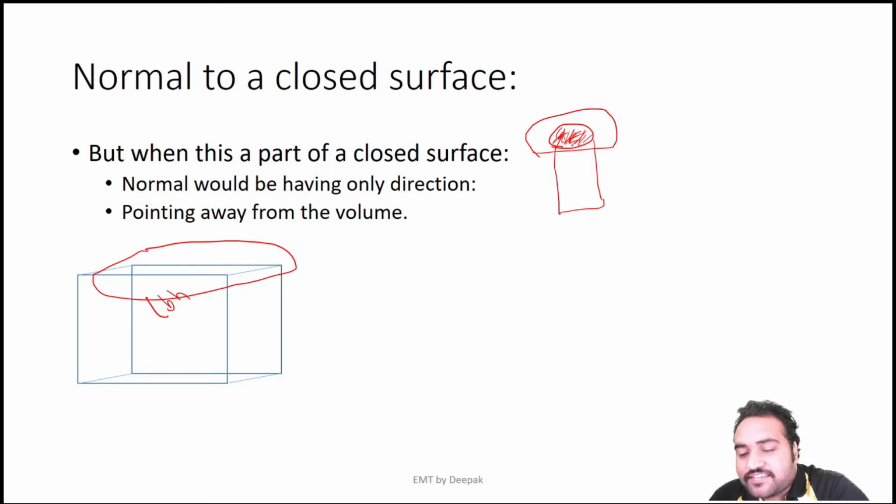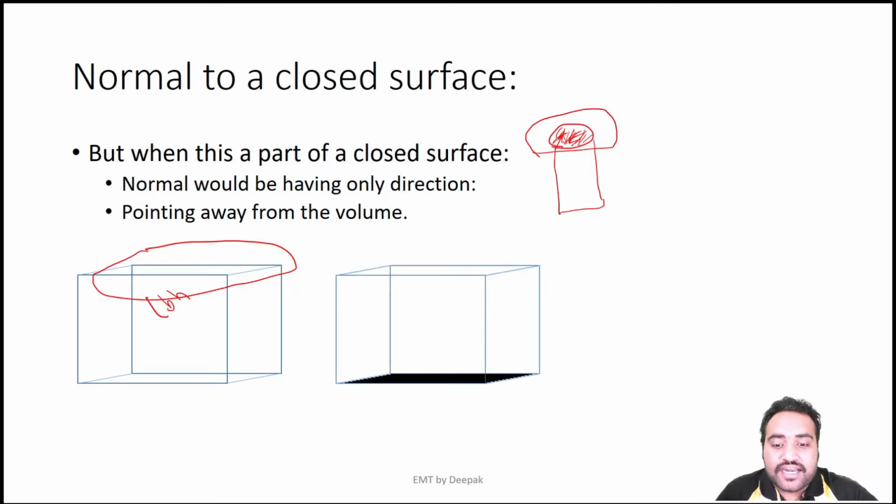Now, let us consider the same surface which we have seen earlier. This is pretty much similar. The only difference between the earlier scenario and the current scenario is that now this surface here is part of a closed surface. In such a case, you cannot answer that this also has the possibility of becoming a normal to this surface. No. In that scenario, the only possible normal would be this, because the normal should always point away from the volume.